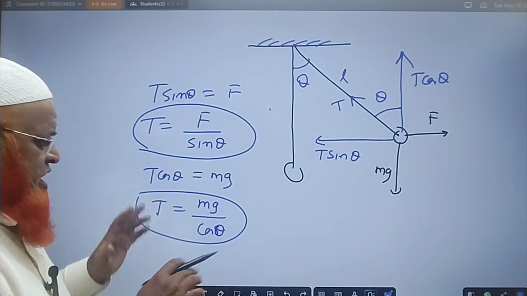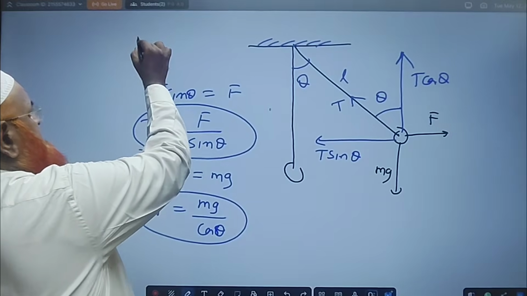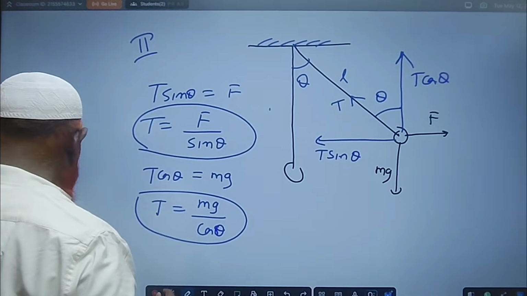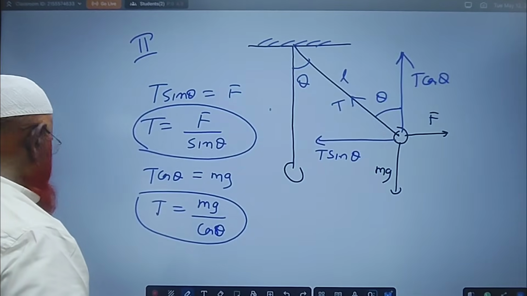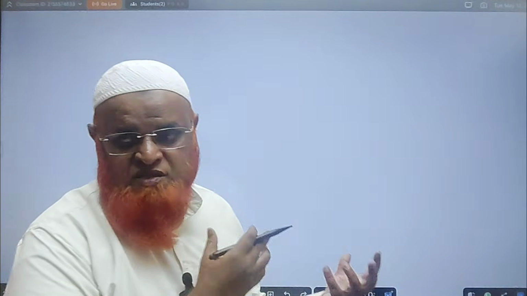Okay, so this is the second concept. What is this? This is going to be the second concept. Finding the tension and the horizontal force is the first concept. Then what are the remaining things regarding the same concept here?